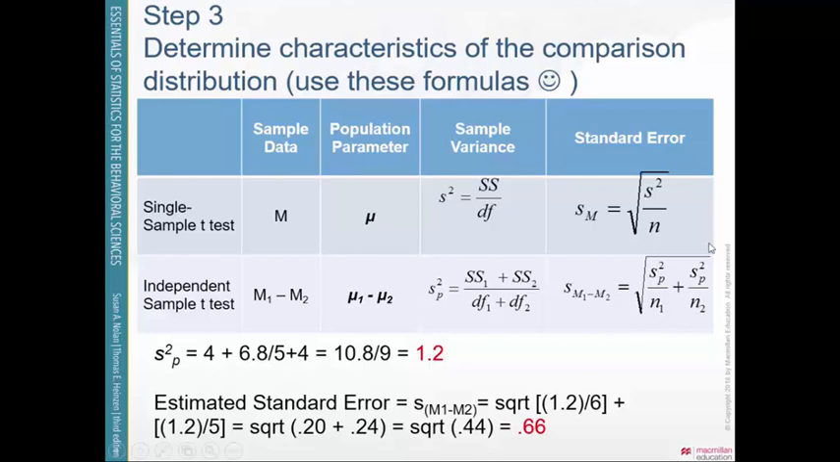We're going to take the square root of that. Remember, you do this division, and you do this division, so this is the square root of 0.20 plus 0.24, which then when you add them together is the square root of 0.44, which gives you an estimated standard error of 0.66. Okay.